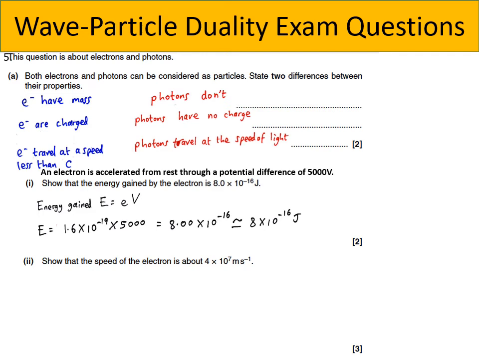On to part 2. Show that the speed of the electron is about 4 times 10 to the power 7 meters per second. They're really going for the showing questions here on this one. So what do we do? Well, the kinetic energy we know is given by half mv squared. So we've done this quite a few times. We need to rearrange this equation to make v the subject of the equation.